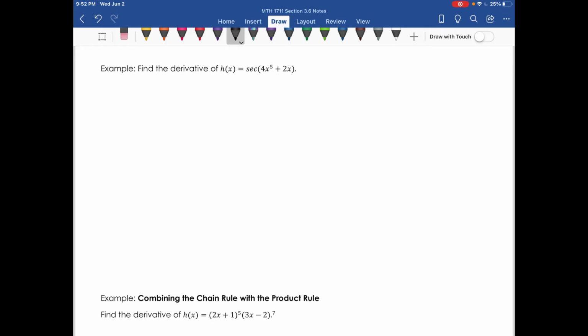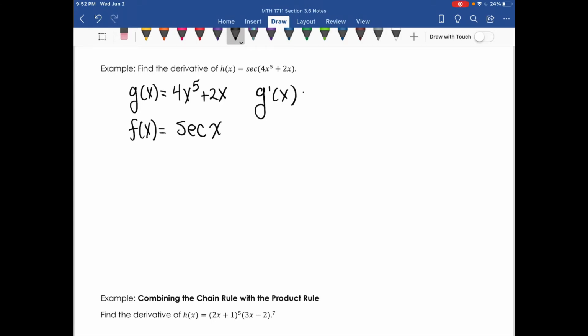So here's another example of where you can use the chain rule with a trig function. Here we have that h of x is the secant of 4x to the 5th plus 2x. So we have a composite function here. So the inner function, g of x, is going to be 4x to the 5th plus 2x. The outer function, we'll call that f of x, that's going to be secant x.